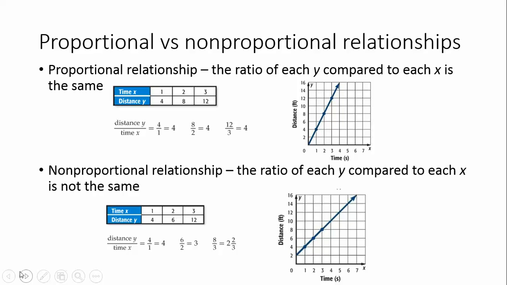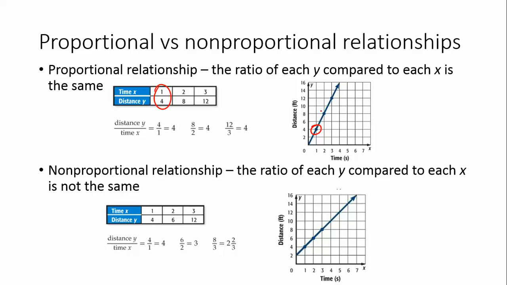Now let's discuss proportional versus non-proportional relationships. So we have a proportional relationship, and you should be writing all of this down. We have a proportional relationship when the ratio of each y compared to each x is the same. So if you look at the table, we're talking about time and distance if something's traveling. We have distance on top, that's typically our y, and our time on the bottom as our x. We have 4 over 1 if you're looking at the first ordered pair on the graph or in the table. 4 over 1 reduces to 4.